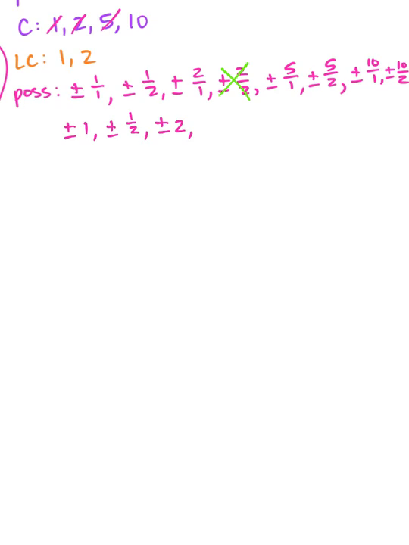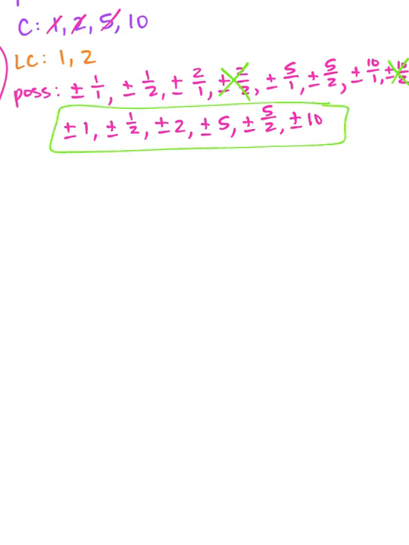So then I'm going to move on. This is plus or minus 5, plus or minus 5 over 2, plus or minus 10. And then 10 over 2 is 5, which again, I already have. So I don't need to rewrite that one. So the more you do these, the more you'll start to recognize that pattern, and the duplicates, and you won't necessarily write those down. So these would be all of my possible answer choices.